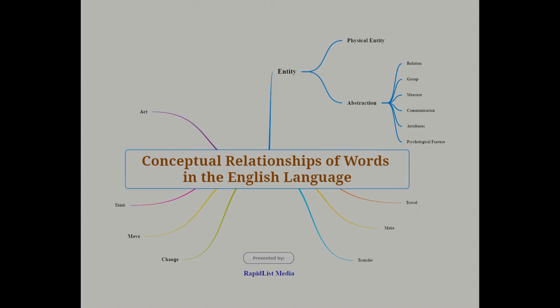Welcome to our video series, Conceptual Relationships of Words in the English Language. In this series, we present English vocabulary in a structured and hierarchical manner. Each video showcases a range of terms and their corresponding definitions, presented in an organized sequence from broader concepts to more specific details. The series is divided into playlists, videos, and sections, each delving into distinct aspects of the English language.